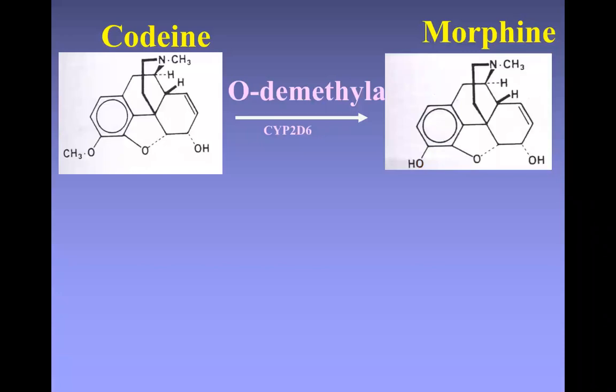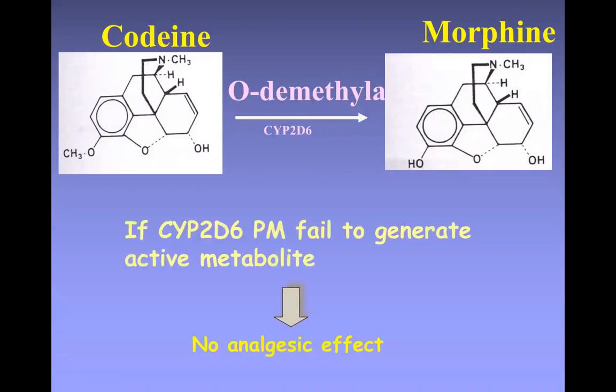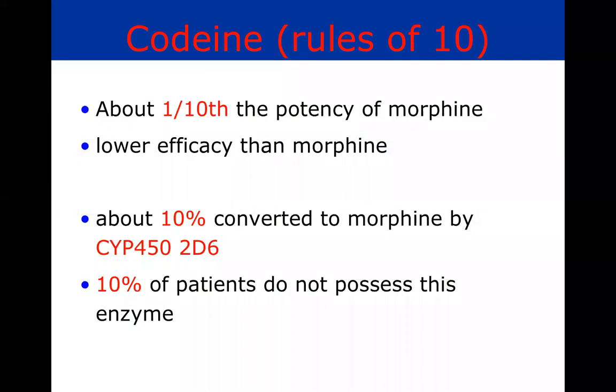Here the codeine is converted to morphine by a certain enzyme, which is CYP2D6. If this enzyme fails to generate the active metabolite, which is morphine, there will be no analgesic effect.